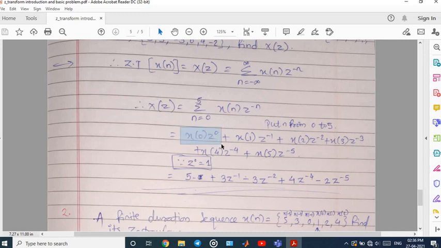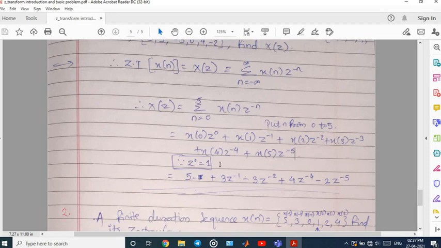Then n equals 1, x of 1 z inverse. Then n equals 2, x of 2 z raised to minus 2. Then n equals 3, x of 3 z raised to minus 3. Then x of 4 z raised to minus 4, and lastly x of 5 into z raised to minus 5.